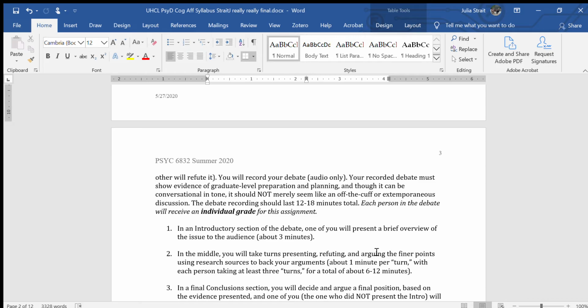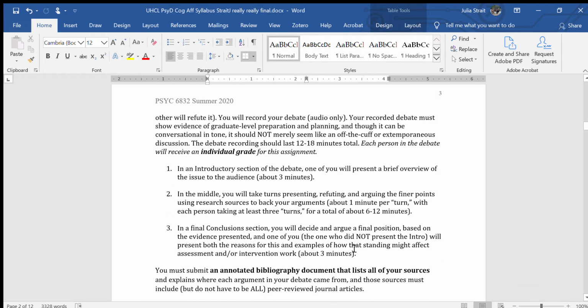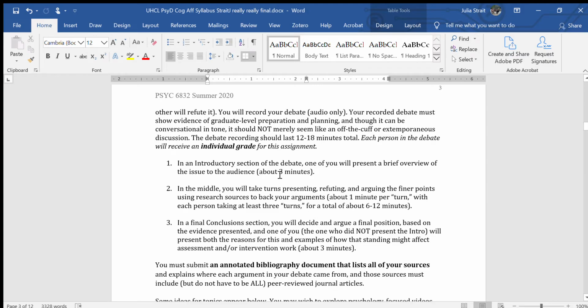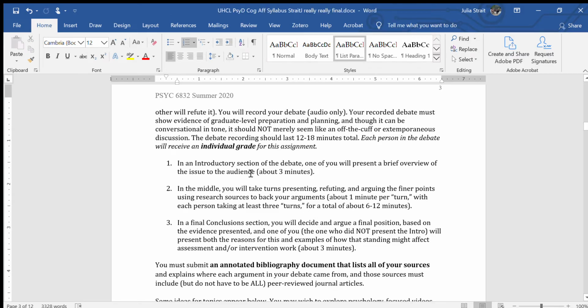Each of you will receive an individual grade. There is a rubric for this assignment. I'll show you in a second. So you'll have 3 sections. It gives some time limits here. In the intro section, you're going to give an issue overview to the audience. Second part, you're going to take turns presenting the data, refuting the data, arguing, and you have to use research sources to back these arguments or theoretical or model arguments from the papers, the readings, the videos that we watch. And then the last section, you're going to decide and argue a final position based on the evidence presented.